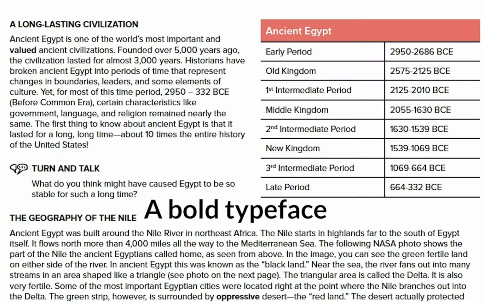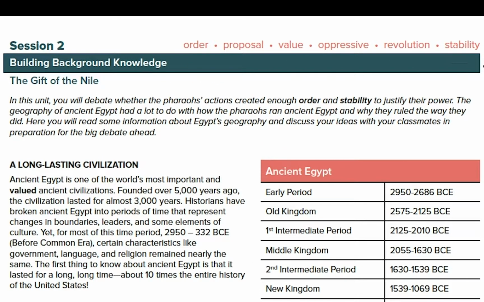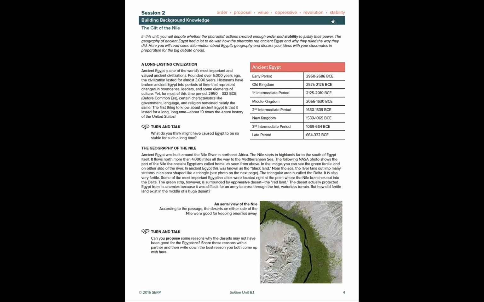And the reason that you would make something bold is to say, okay, valued is one of our vocabulary words. We'll be thinking about that word, or it's an important concept. Just like oppressive is another important vocabulary word for this lesson. We can see these up at the very top of the page. Order, proposal, value, oppressive, revolution, stability. These are the vocabulary words that the authors want you to take away from reading this textbook section.